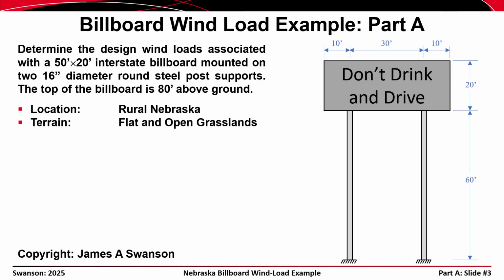The goal of this example is to determine the design wind loads associated with an interstate billboard sign that is 50 feet wide by 20 feet high and is mounted on two 16-foot diameter steel post supports. The top of the billboard is 80 feet above the ground level, and the sign is located in rural Nebraska on a flat and open site.